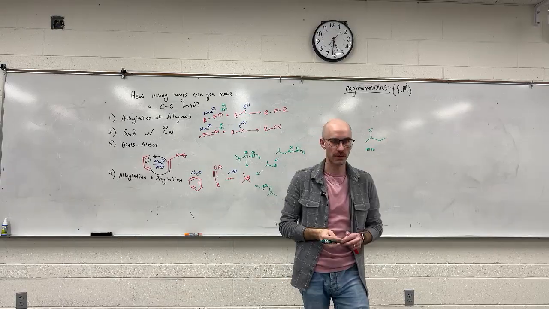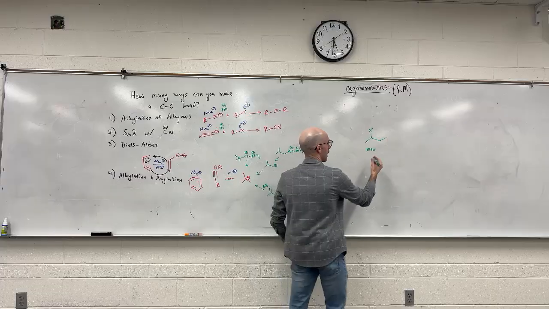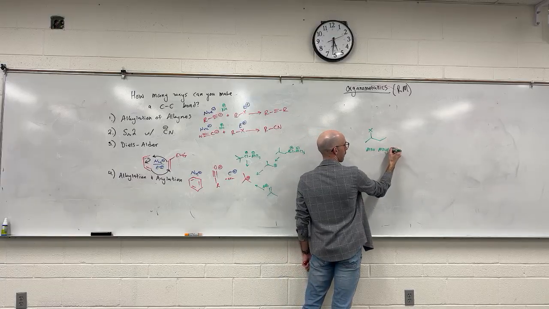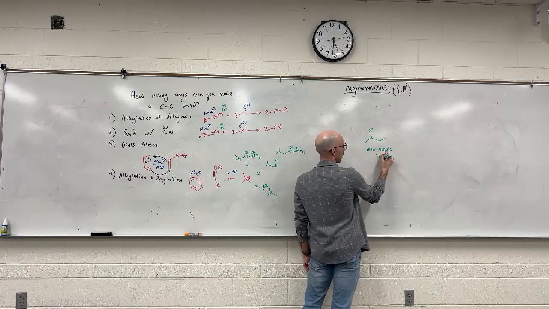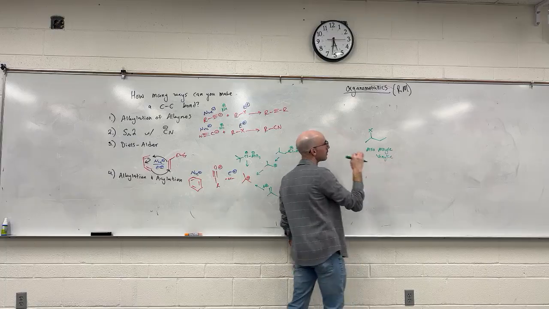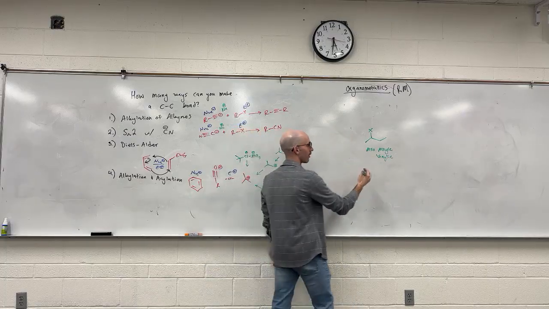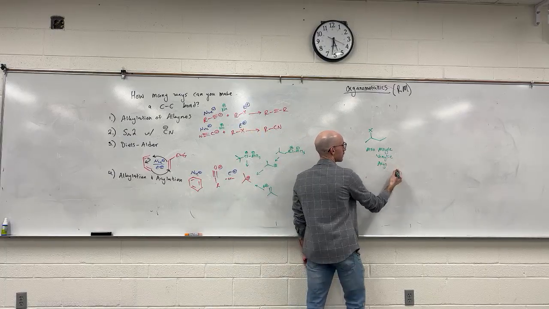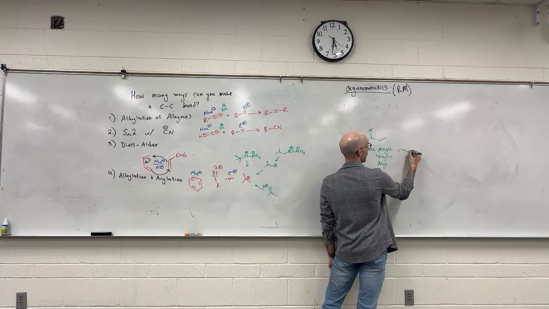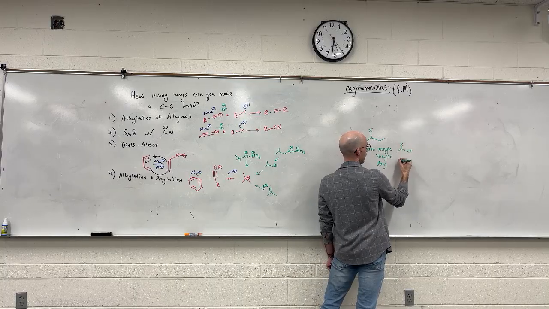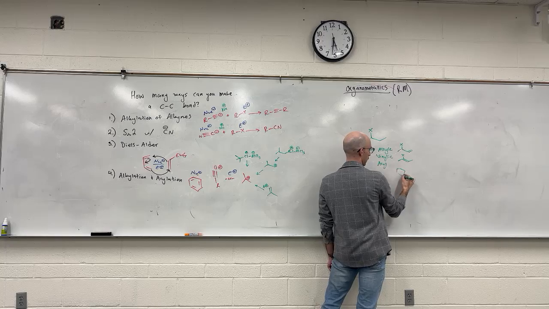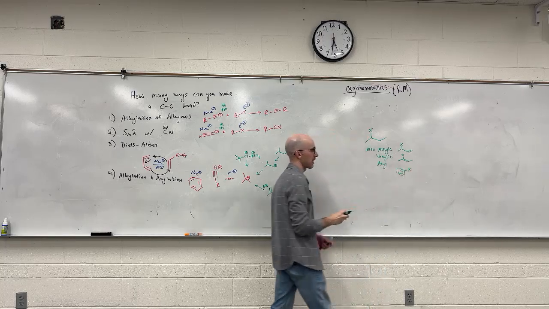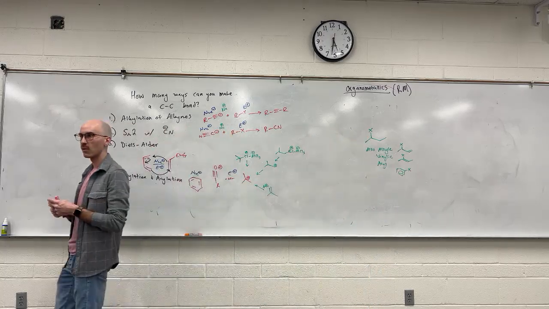How many ways do I have this coming down? Allylic, vinylic, and aryl. So to give you an example of what that means, here's allylic, here's vinylic, and here's aryl. Ooh, okay.